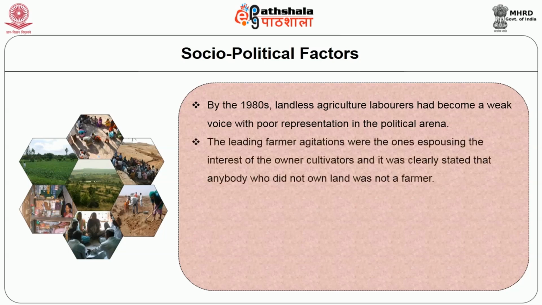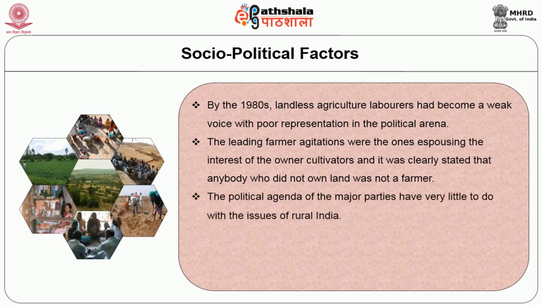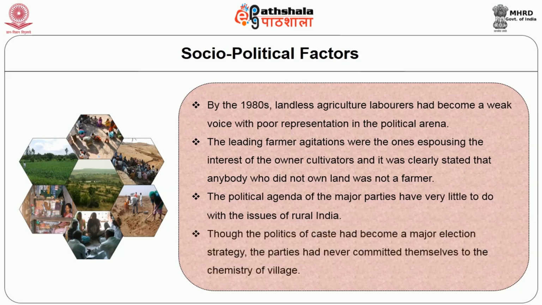The leading farmer agitations were the ones espousing the interest of the owner cultivators, and it was clearly stated that anybody who did not own land was not a farmer. The political agenda of the major parties had very little to do with issues of rural India. Though the politics of caste had become a major election strategy, the parties never committed themselves to the chemistry of the village. In conclusion to this module, students would have a general idea about a general decline of agrarian issues in popular and scholarly discourses.